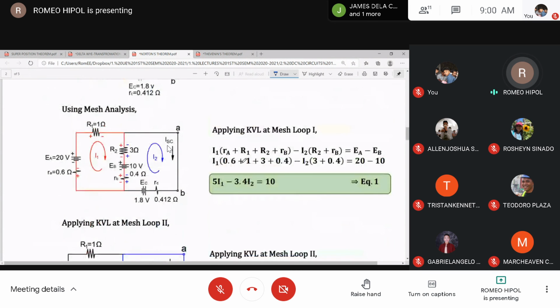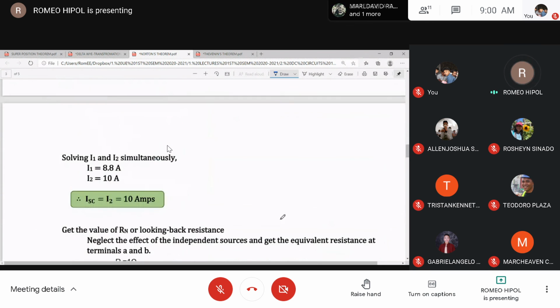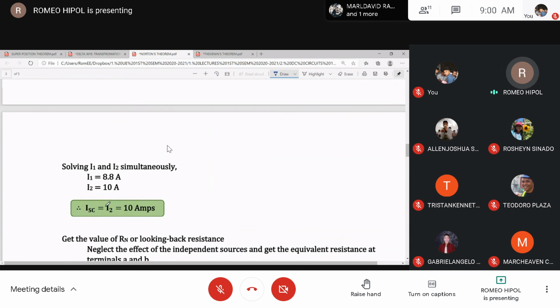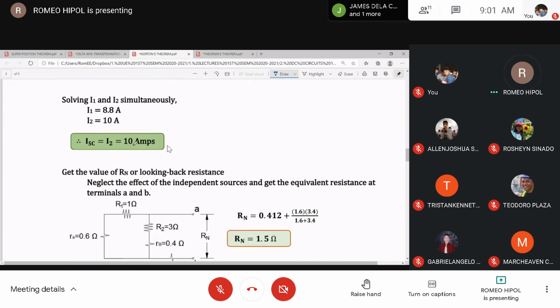So, we have the equation applying KVL at the first mesh. So, we have the first equation, KVL at the second loop. Then, use calculator. So, yung branch current I2 natin, ito. Yung mesh current I2 is the same with the external branch current wherein the load RL is located. O yung short circuit current na hinahanap natin is at this branch. So, it is equivalent to 10 ampere.